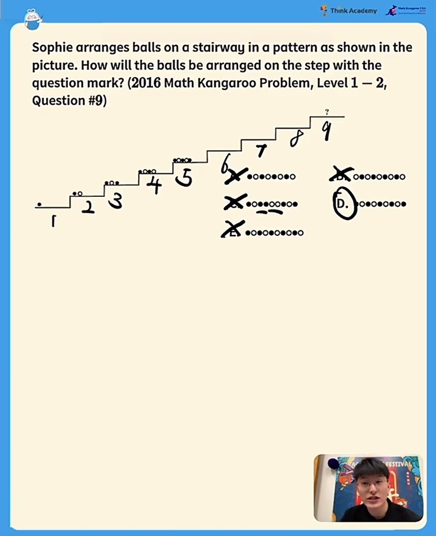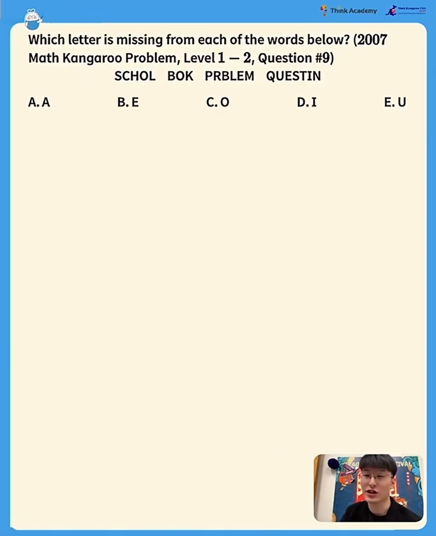So, let's go to the last question of today. So, the last question, again, you can pause here and then I will read the question for you to better understand the question. Which letter is missing from each of the words below? So everyone, you see some really familiar words, right? So the first one is, of course, obviously, you need to go to school, right? The first one is school.